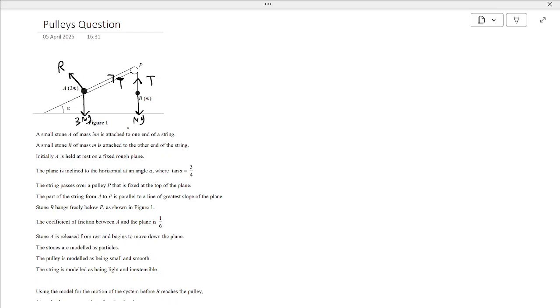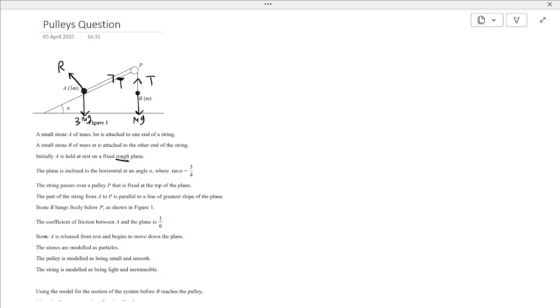I'm now going to actually read the question and see if there's anything else. Small stone mass 3m, stone mass m, initially A held at rest, fixed rough plane. Okay, so rough plane, we know there's going to be friction. The direction friction acts in is always opposite to the direction of motion. So I need to read through the rest of the question to see which way A is going to move. It could be either way.